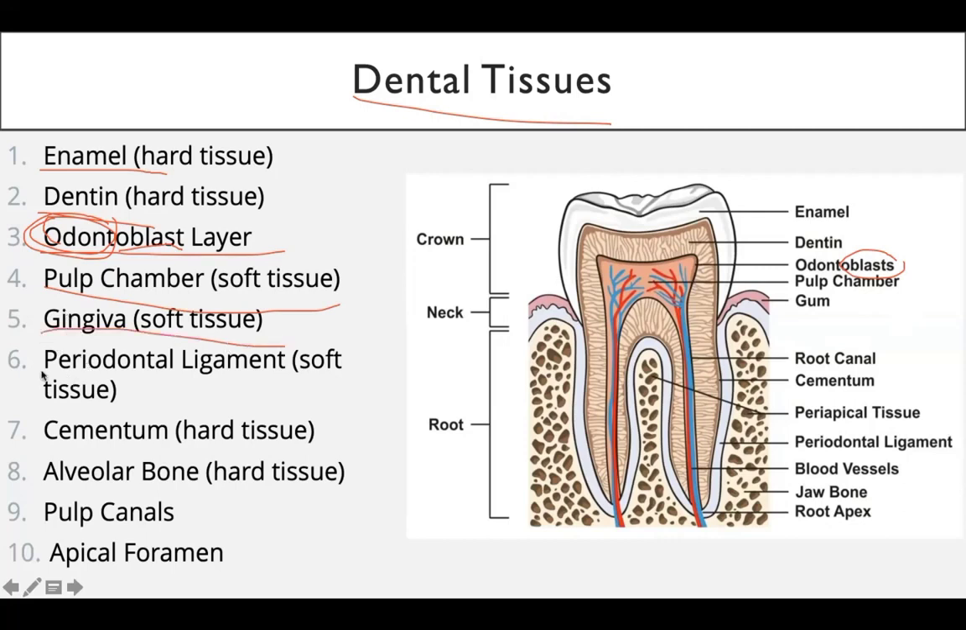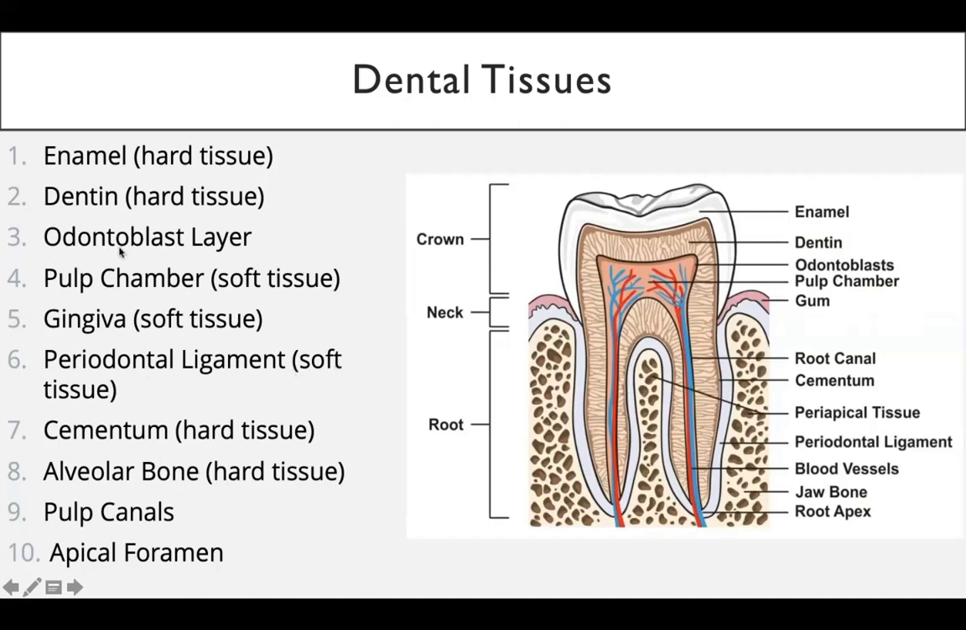Gingiva, periodontal ligament, cementum, alveolar bone, pulp canals, and apical foramen. Let's go again: enamel and dentin look hard, they are the outermost, so they should be hard tissue. Cementum is like cement, so it is hard, and bone is definitely hard. So we have four hard tissues: enamel, dentin, cementum, alveolar bone. And the soft tissues: pulp chamber, gingiva or gums, and the periodontal ligament.